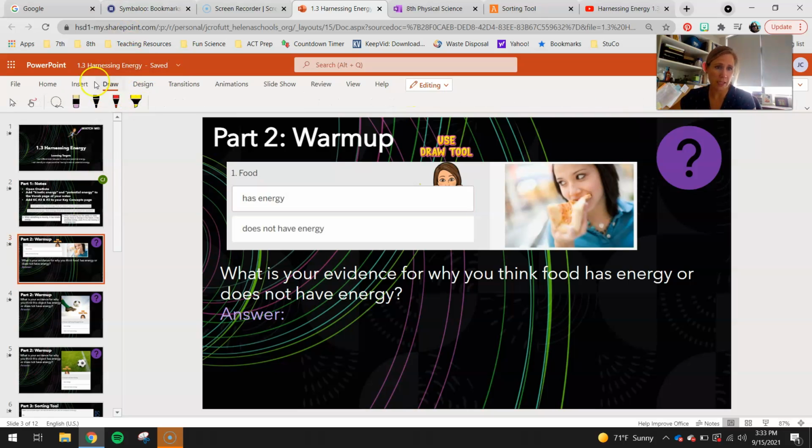So click draw up at the top left-hand corner there. And then you guys can choose a writing mechanism. I don't care as long as I can see it. You guys can change colors as well.